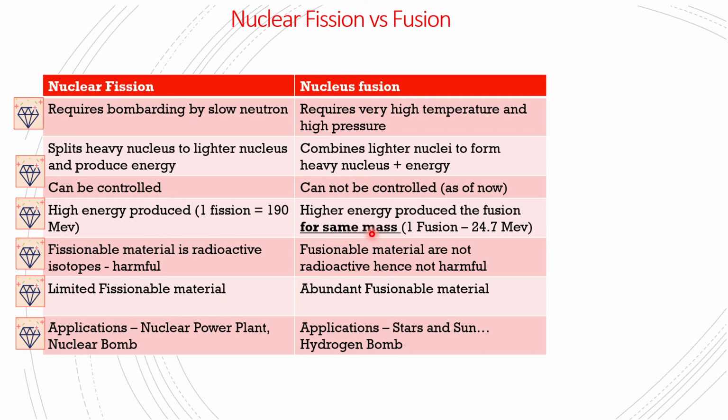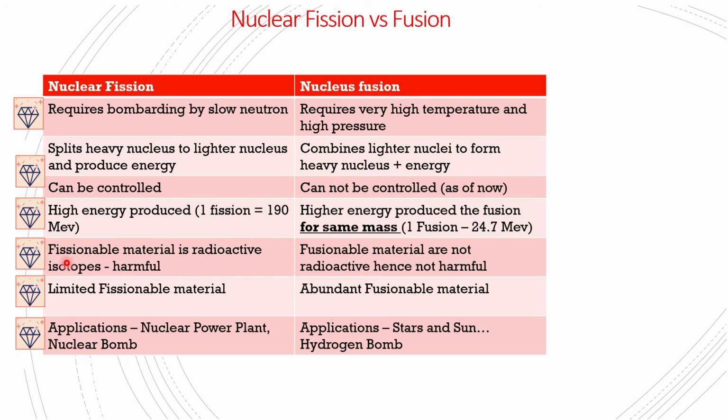Why so? Because remember, in case of fission, we are using uranium, which has a nucleus of 235 AMU. In this case, we are using hydrogen, deuterium, tritium. Altogether, it has an AMU of about 5. So 5 versus 235. Hence, if you take the same mass of fuel on both the side, fusion will produce much more energy.